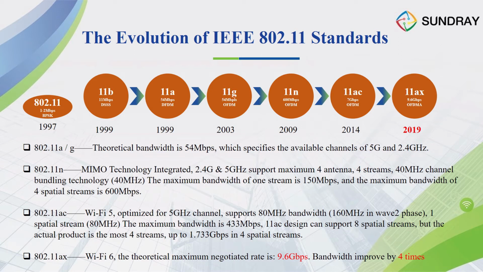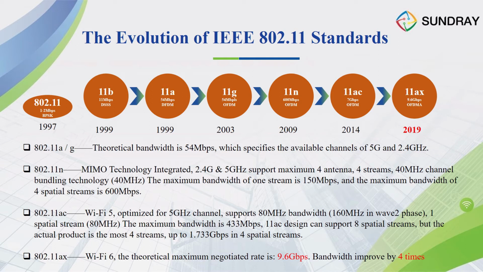After that, we go to 11ac. For this 11ac, its theoretical speed can be 7G, but in reality, the speed is only like 1.7G if it uses 4 spatial streams.